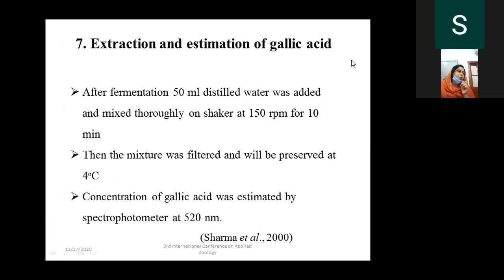Then after fermentation, the gallic acid was extracted by adding 50 ml of distilled water and mixing it on a shaker at 150 rpm for 10 minutes. Then the mixture was filtered, and the filtrate was preserved for further analysis of the gallic acid by using the method of Sharma et al. It is also called the Rhodanine method, because in this case Rhodanine reagent is used and the reading is taken at 520 nanometers.